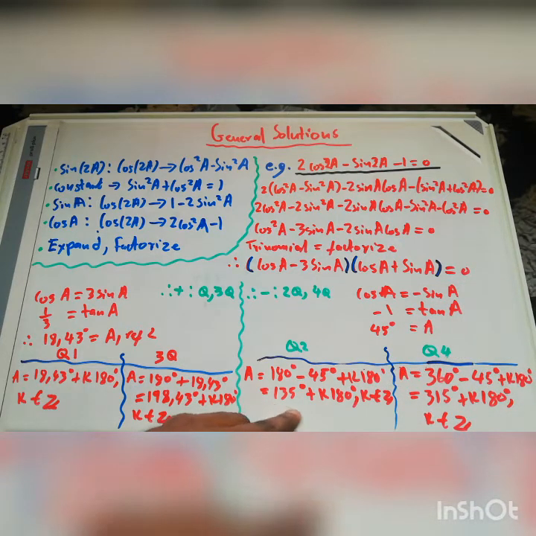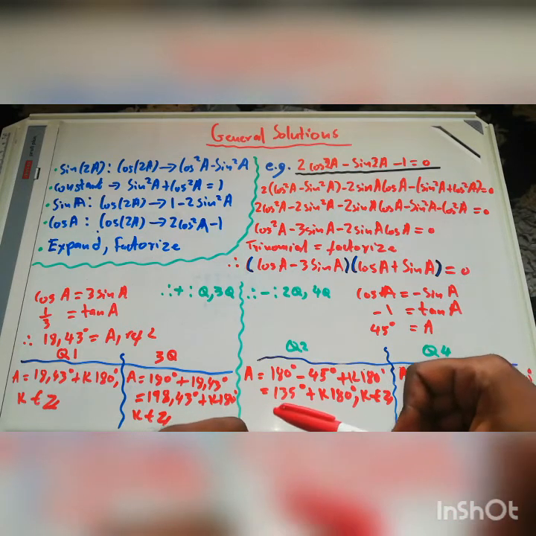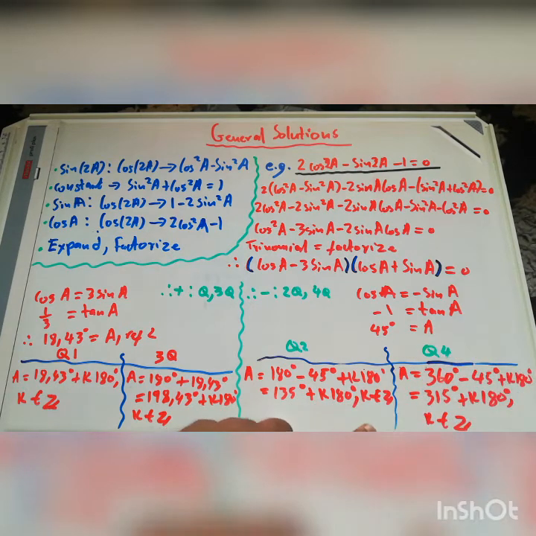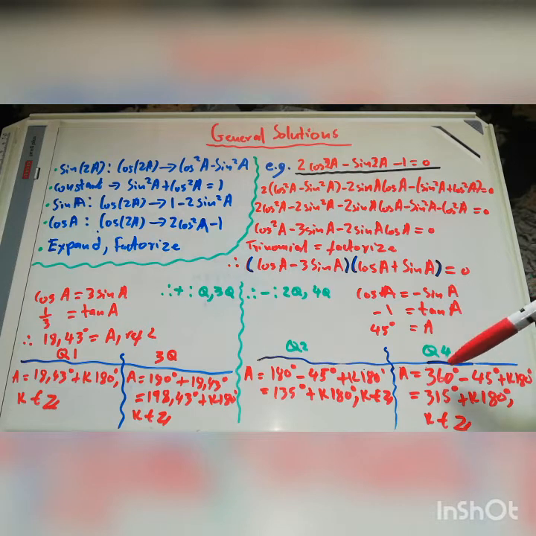Therefore, our general solution is going to be 135 degrees plus k 180 degrees, with k being an element of an integer. And then in the fourth quadrant, we have a is equals to 360 minus the reference angle. So it's going to be 360 minus 45, which will give us 315 degrees plus k 180 degrees, with k being an element of an integer. So let's look at the other example.